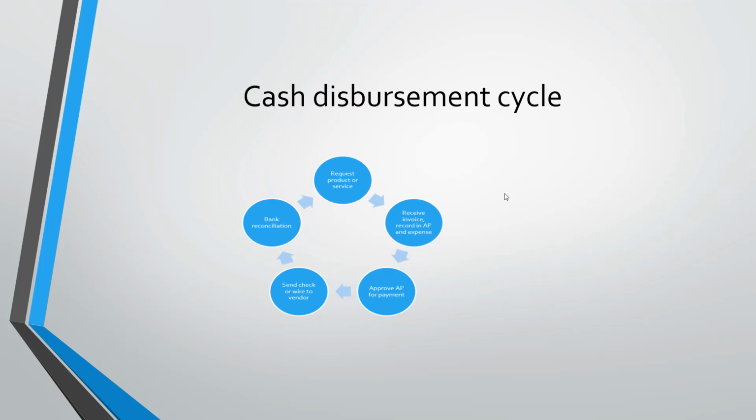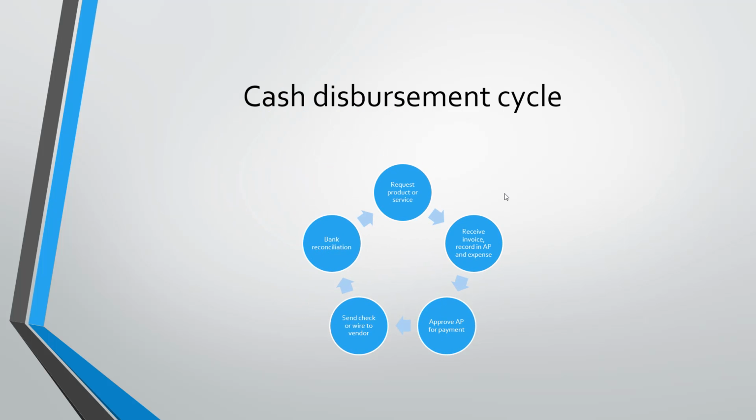Cash disbursement cycle, same thing except cash is going out or is being dispersed. So in this situation, you request a product or a service. You call up the electrician to come in and fix all the wiring in your office, or you're purchasing a product to be part of your inventory that you're going to sell. Whatever it is, you initiate that transaction.